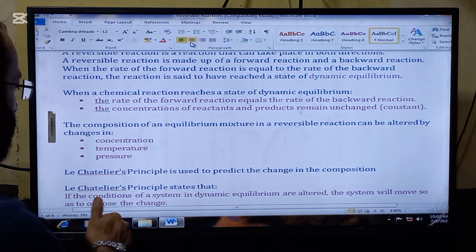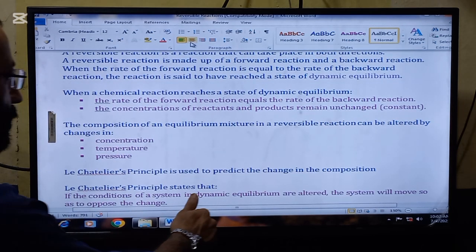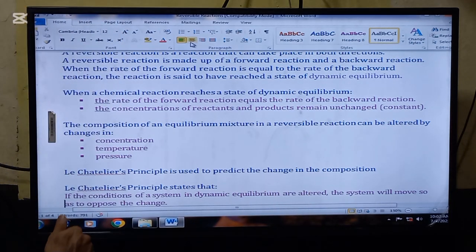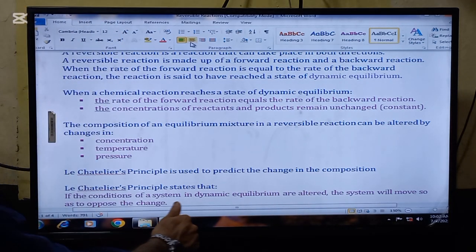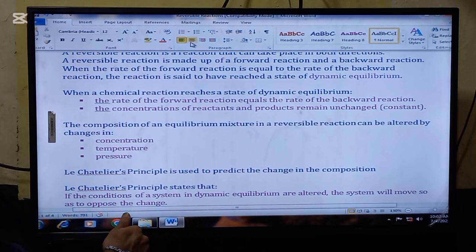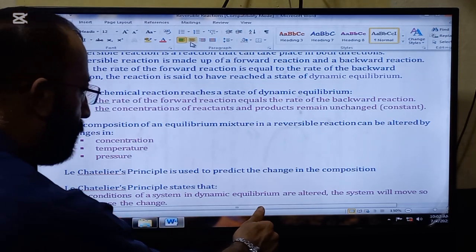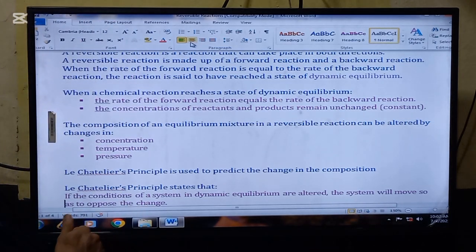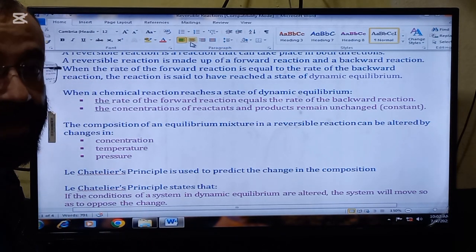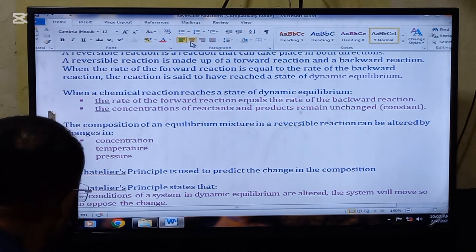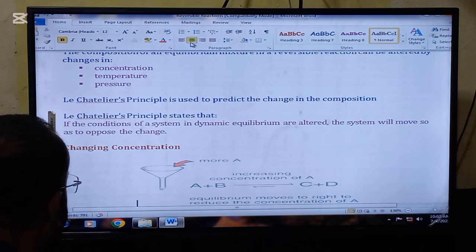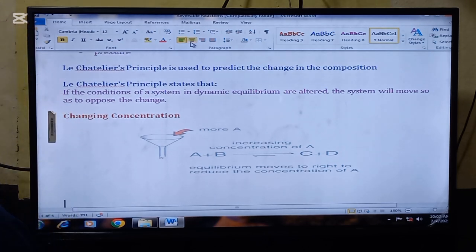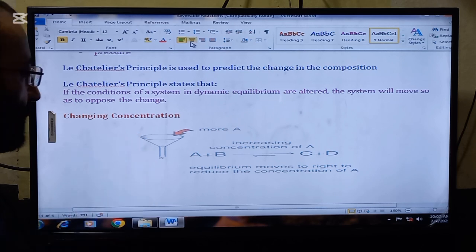Le Chatelier's principle is used to predict the change in the composition. Le Chatelier's principle states that if the conditions of a system in dynamic equilibrium are altered, the system will move so as to oppose the change. Okay, the first thing that we are going to read is changing concentration.